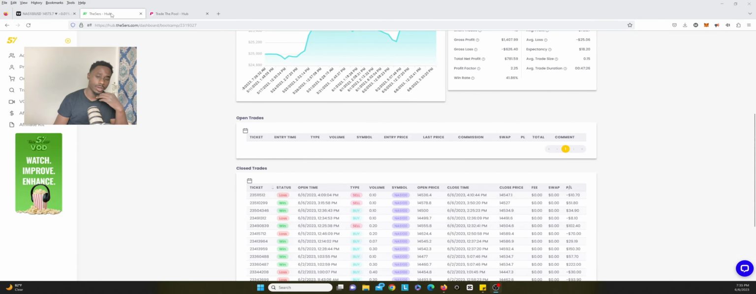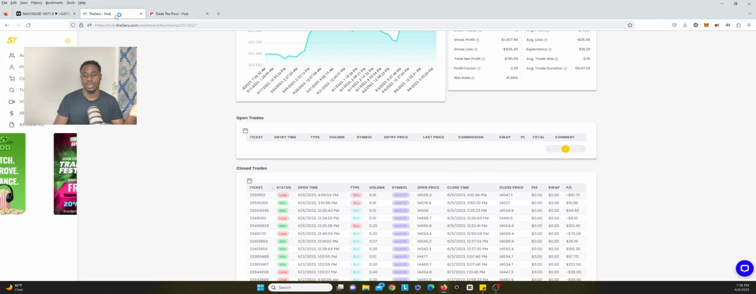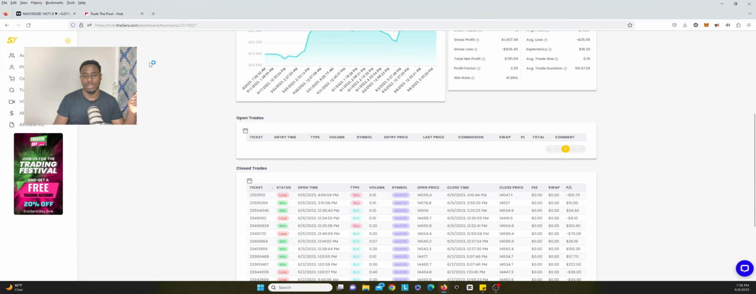So we have them here on the platform, and also I'm going to be starting to trade on this funded trade the pool account. So the max daily risk is $300. That's the max I can lose for the day, and the profit target is 1800. So let's see if I can hit that. The maximum drawdown is $900, so I can't lose more than $900 overall, or I will lose this account basically, right? So let's get into it.